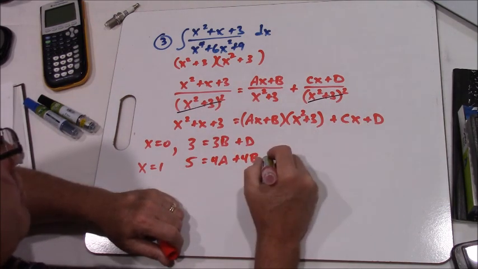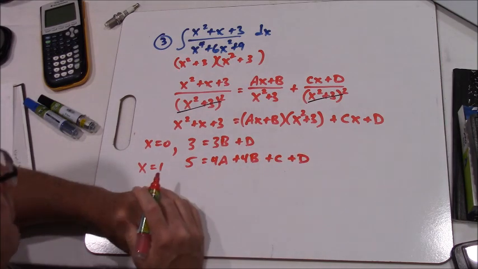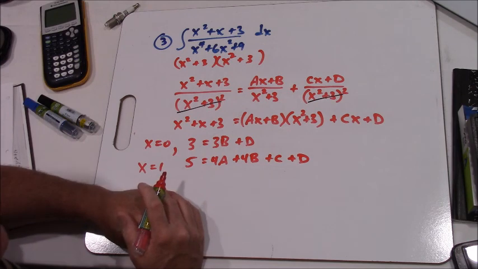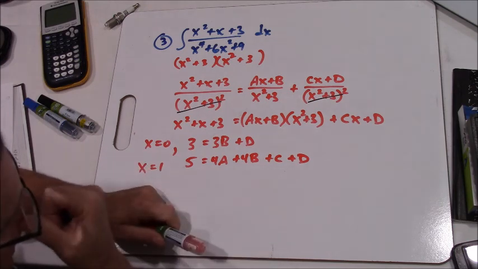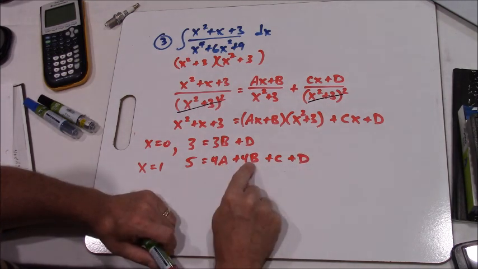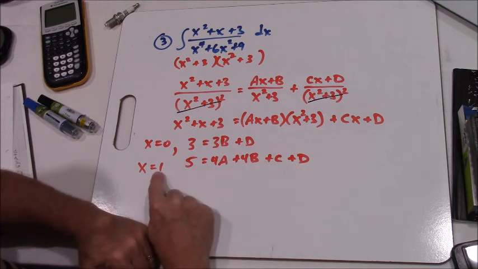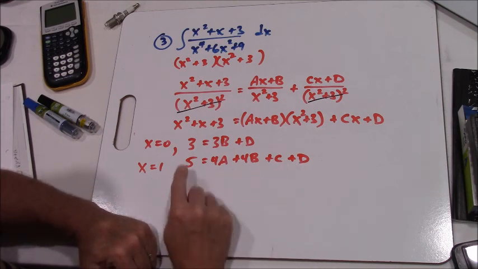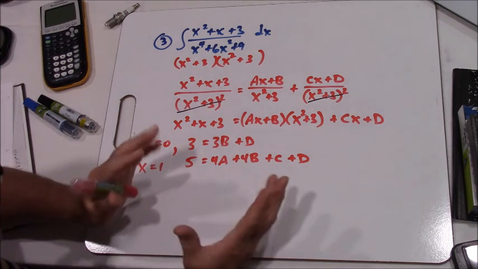Plug in a 1 there, you get just plus c plus d. Didn't really help me out. So, one of the things when you talk about solving a system of equations, however many variables you have, that's how many equations you need. So I'm going to need at least 4 equations here. This is going to get a little nasty. So I need to pick one more number.